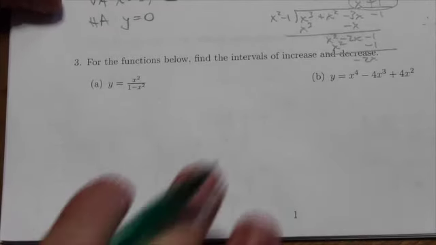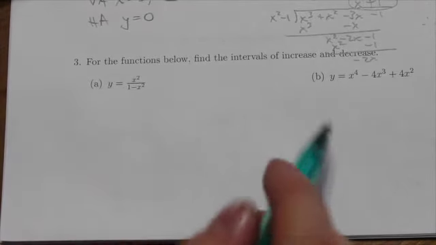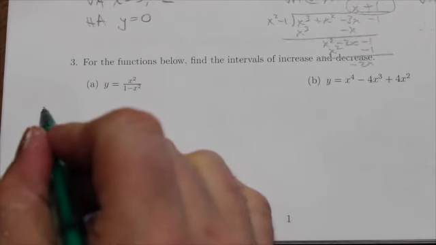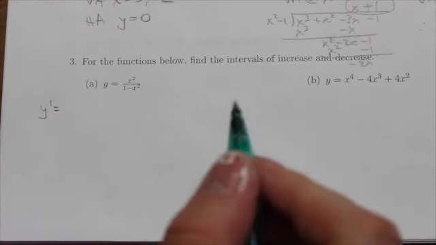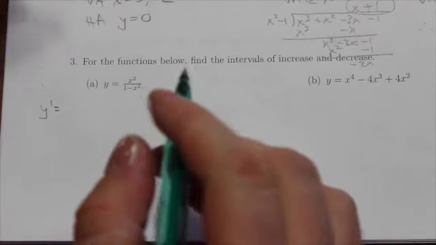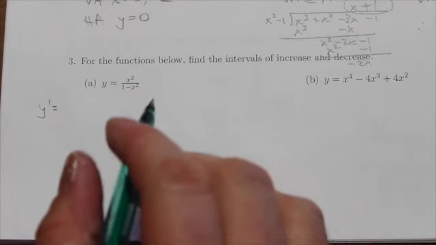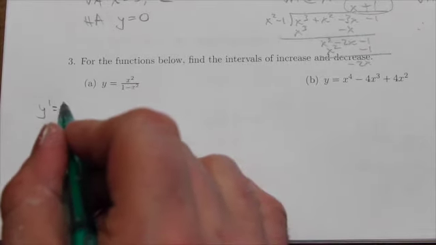Okay, so here we go. For 3a here, we're going to find the intervals of increase and decrease. So the very first thing we've got to do is take the derivative. Now it's a rational function, so I'm going to use the quotient rule. I don't care what you think.